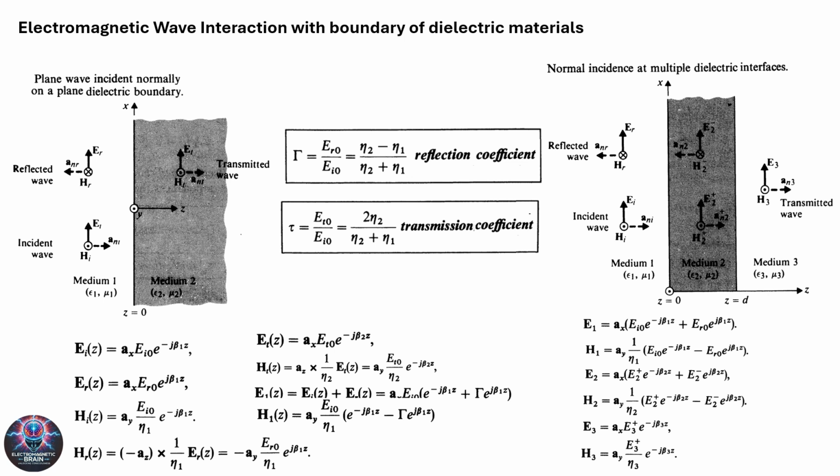Here, we've calculated the total electromagnetic fields in three regions: before the wave reaches the dielectric boundary, within the dielectric slab, and after the wave exits the slab. The formulas for these fields incorporate the reflection coefficient gamma and the transmission coefficient tau at each boundary of the dielectric slab, providing a complete picture of how the wave propagates through the material.